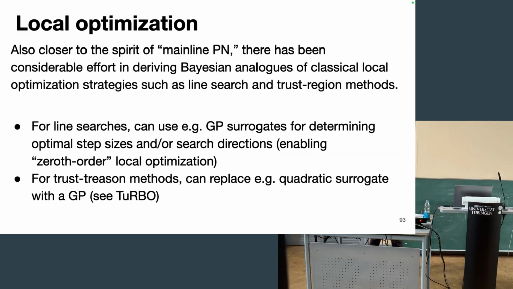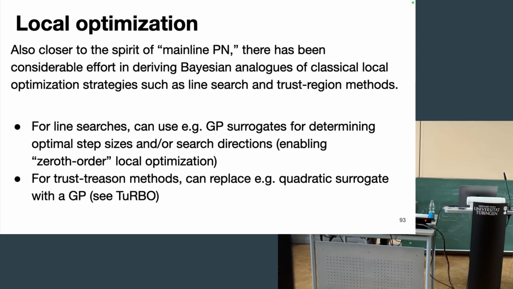And there's also been some work in Bayesian local optimization methods, which somehow I feel like brings you closer to the mainstream research in probabilistic numerics. There's been a lot of effort into deriving Bayesian analogs of classical local optimization strategies like line search or trust region methods. For line searches, you can use things like Gaussian process surrogates for determining optimal step sizes or for determining optimal search directions.